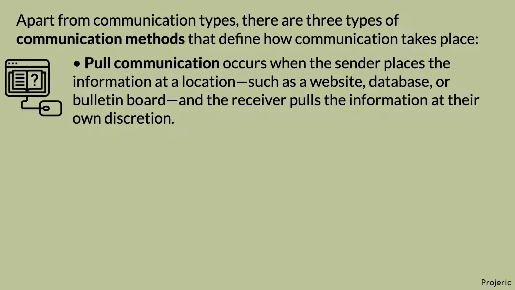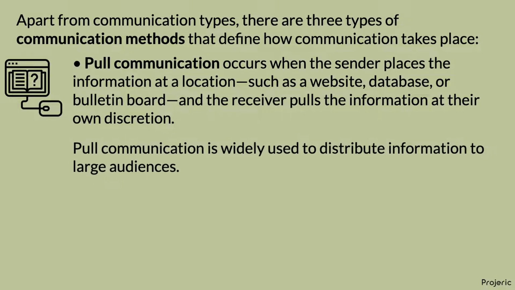Pull communication occurs when the sender places the information at a location, such as a website, database, or bulletin board, and the receiver pulls the information at their own discretion. An internet search or an e-learning website is a good example of pull communication because the receiver proactively pulls information as the need arises. Pull communication is widely used to distribute information to large audiences.